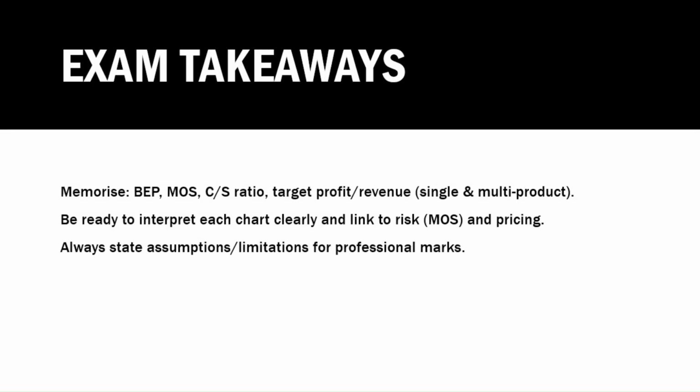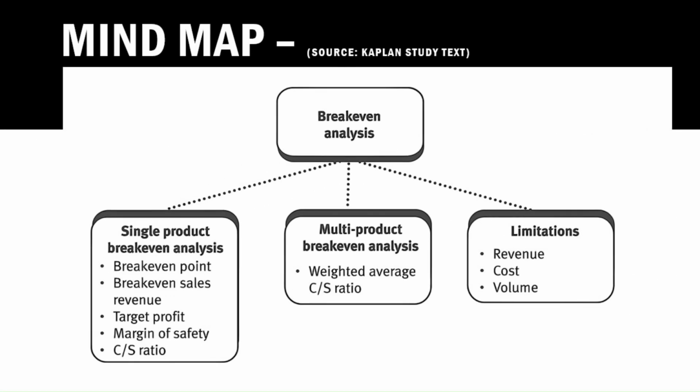Exam takeaways. Before we wrap up, let's recap the key takeaways. Memorize the formulas: break-even point, margin of safety, contribution to sales ratio, target profit. Be confident with the charts. Understand and interpret all four. Always discuss limitations in written questions. If you do these three, CVP becomes an easy win topic in exams. That's the end of Chapter 5, Cost Volume Profit Analysis.